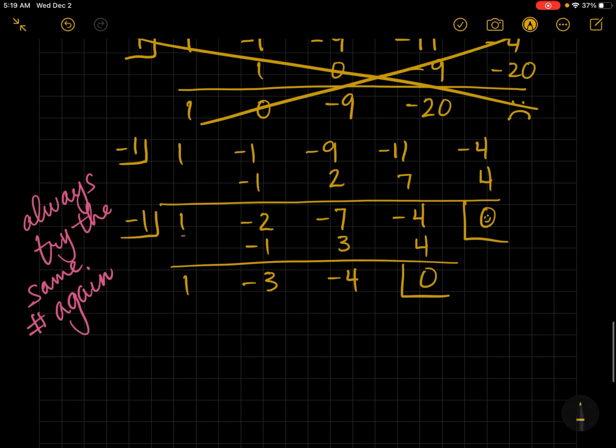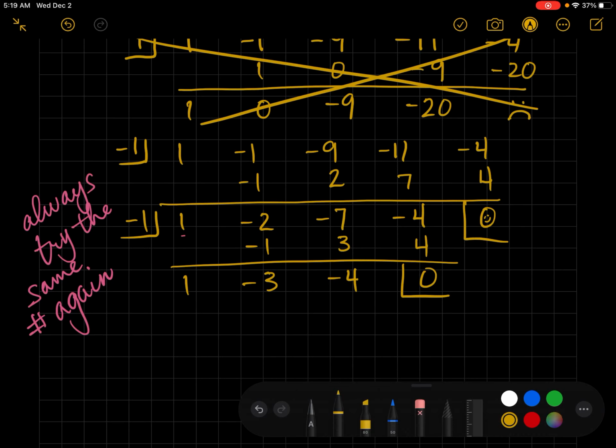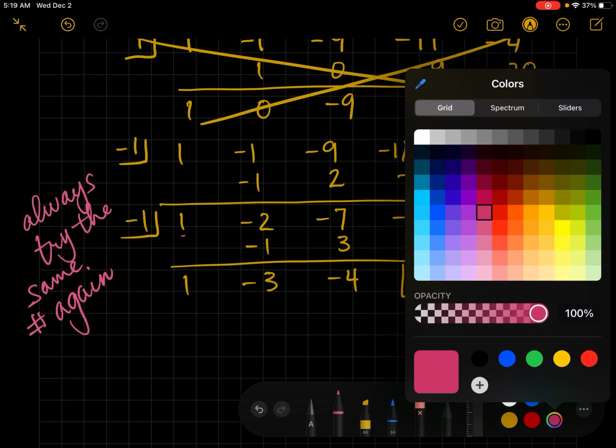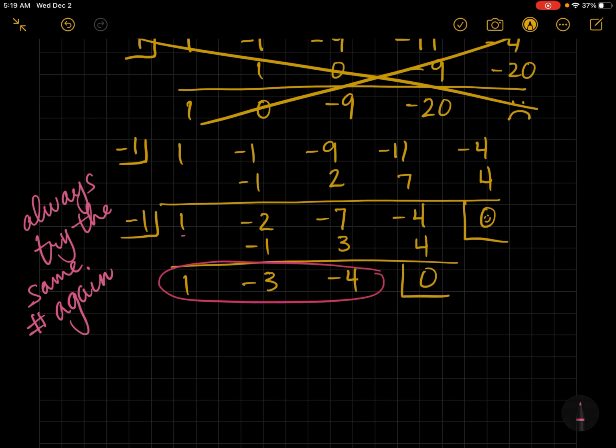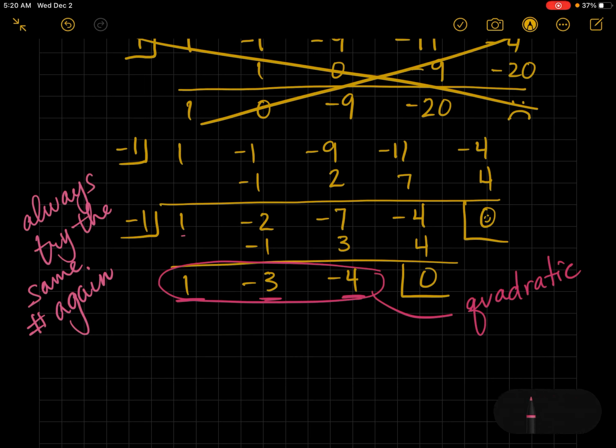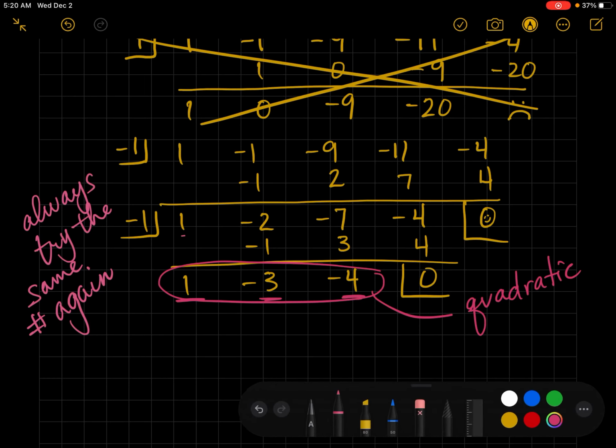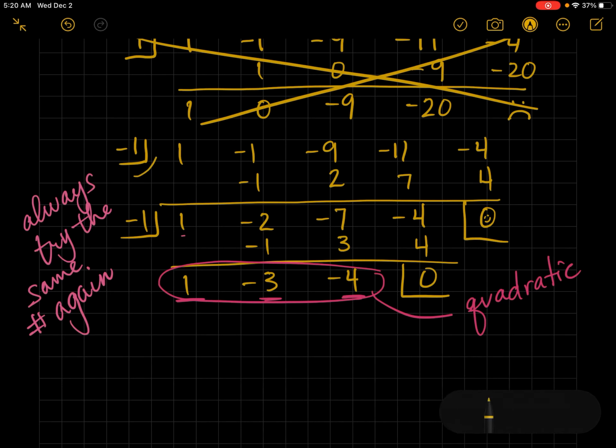Now, here's what I want you to notice. Once you get down, let me get my pretty pink again, once you get down to 3 terms, that's a quadratic. Okay, 3 terms is a quadratic. And you can see you have your constant term, your x term, and your x squared term. So let's see what all we have because we're almost done. We just need to interpret this.